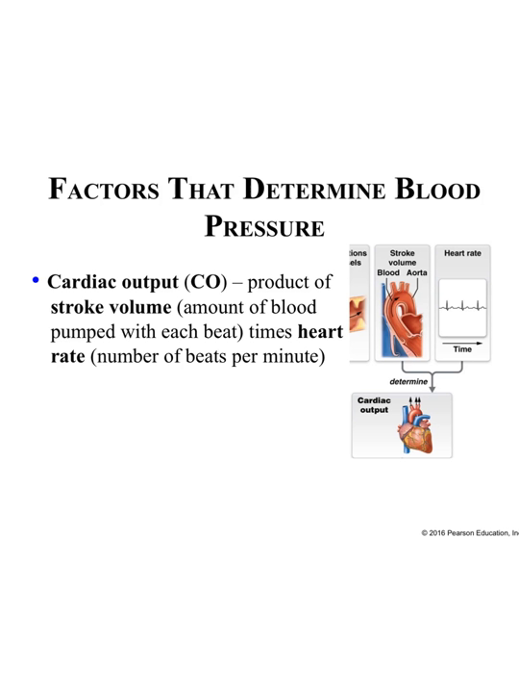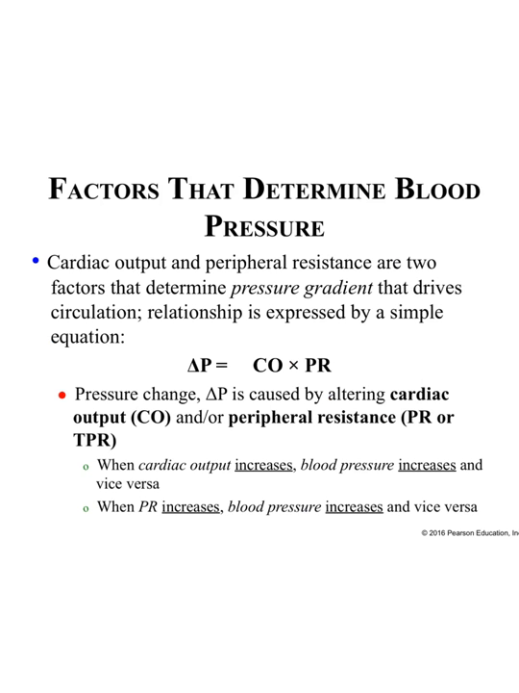Okay, again, we talked about this with the heart, just kind of reviewing that cardiac output is the product of stroke volume, which is how much blood is ejected or pumped per beat, and heart rate, how many beats per minute. That equals cardiac output. So, of course, cardiac output is going to affect blood pressure. The greater the cardiac output, the greater the blood pressure.